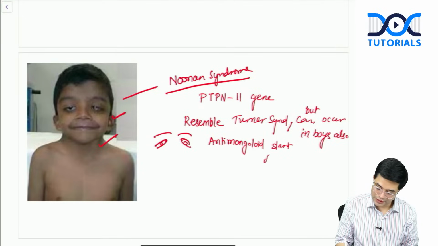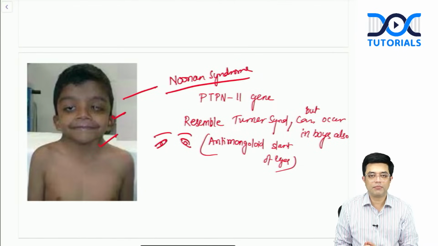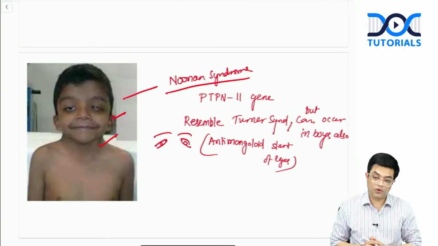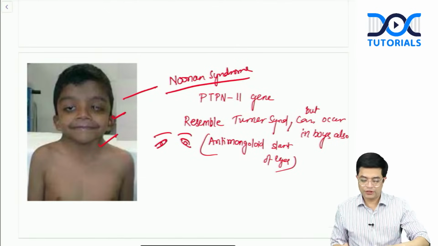And they do not have streak gonads. They have testes which are small in size, so hypogonadism is there, and they have reduced fertility, but they are not sterile like Turner syndrome. Right? So pulmonary valvular stenosis, yes, pulmonary valvular stenosis is the most common.